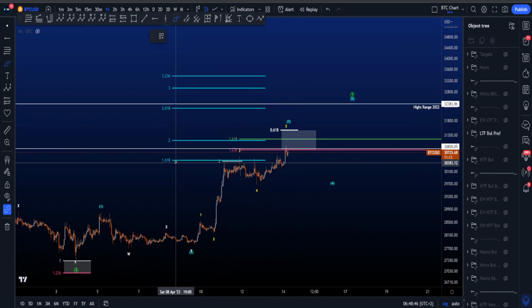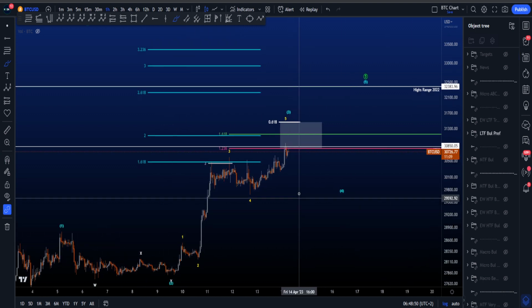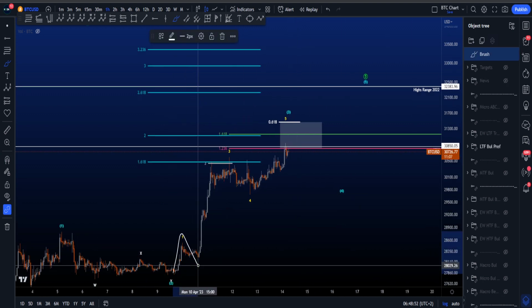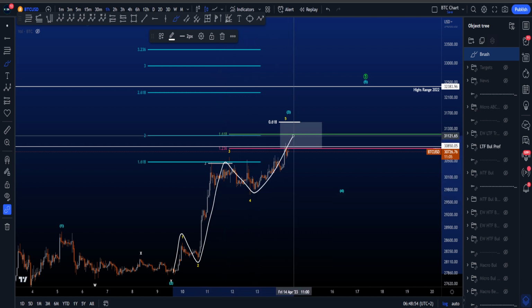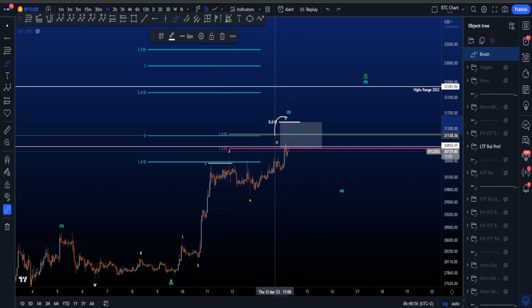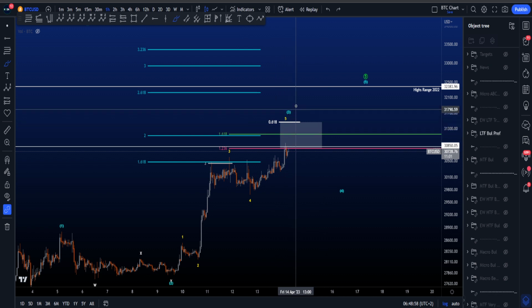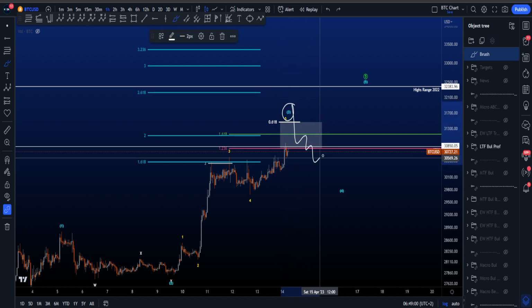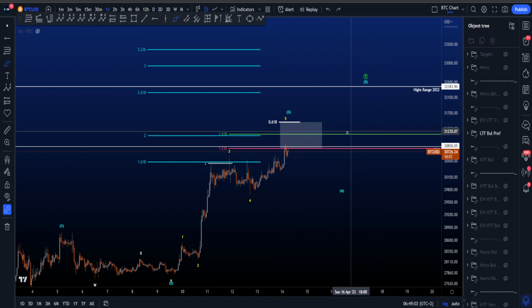Now we already reached the minimum target, at least for wave 3, and if we look at the count inside this wave 3, we could count it with the yellow one, a 1, 2, 3, 4, 5 over here. Now if this is true, then this is an interesting target area for wave 5, that would end wave 3 before then a correction in 4 and then a wave 5 to the upside.